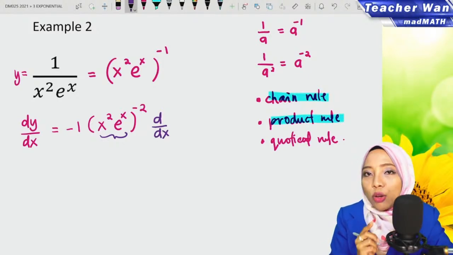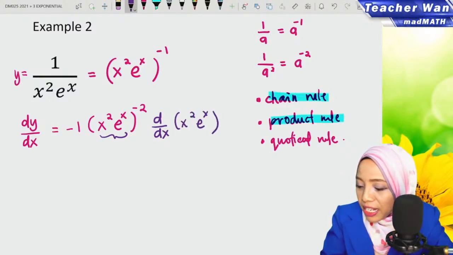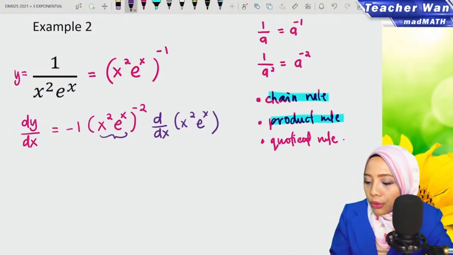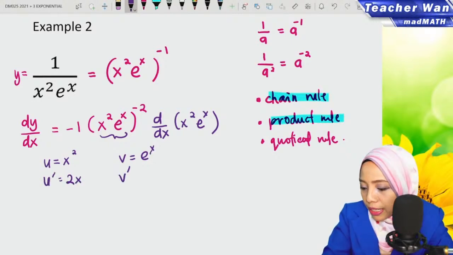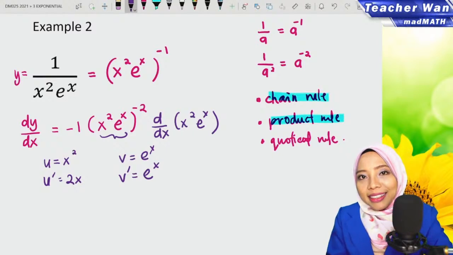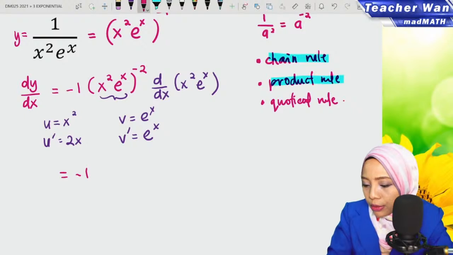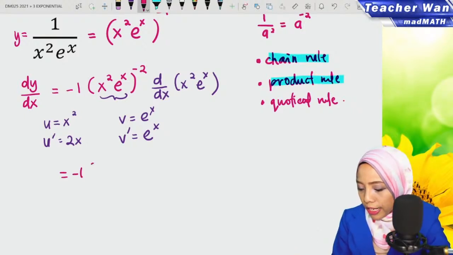Don't rush, write d over dx. So d over dx of x squared exponent x means you haven't differentiated yet but you are going to differentiate it. You can write it down: your u is x squared, your v is exponent x, so u prime is 2x, and v prime is exponent x as well. Then you substitute negative 1, and you just copy this again: negative 1 x squared e to the power of negative 2.